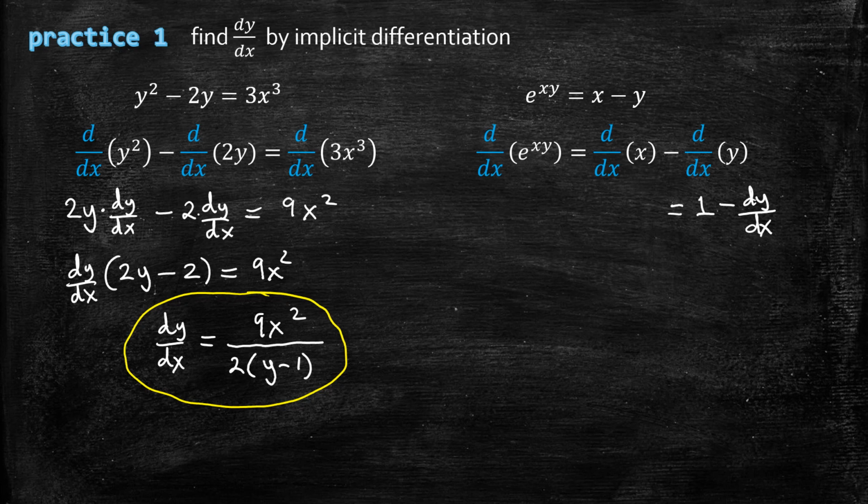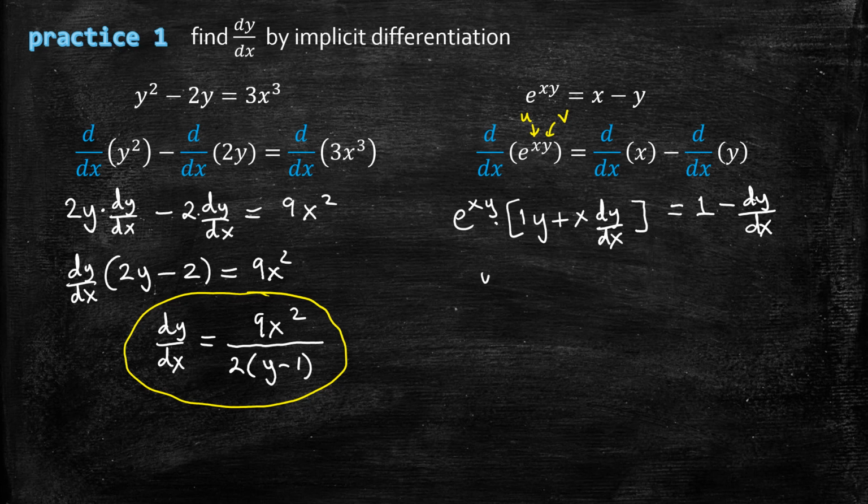Now the left-hand side: the derivative of e to anything is e to that same quantity times the derivative of the inside. Now the derivative of xy, we have to be careful. We have a product, so x is u, y is v, and we need to take the derivative of x, which is 1, times y, plus x times the derivative of y, which is dy by dx. Now we have a little problem because we have dy by dx on both sides of the equation. So what we have to do here is get it to one side. So we need to distribute first.